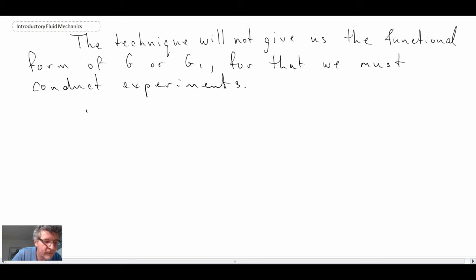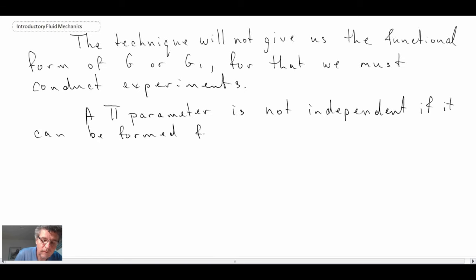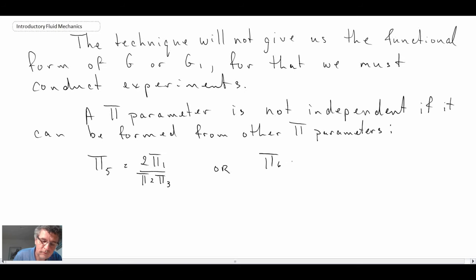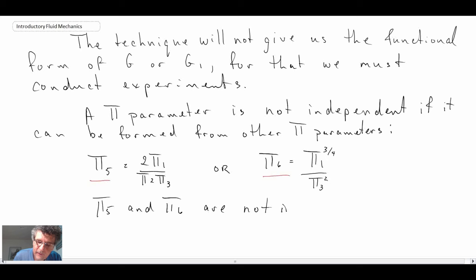So let's take a look at that. If we had pi groups and we tried to recombine them like this, thinking that we're coming up with new pi groups, pi 5, pi 6, we're not. Pi 5 and pi 6 are not independent, because they can be formulated by combinations of other non-dimensional pi groups, and consequently we cannot call them new pi parameters. So all pi groups need to be independent of one another.